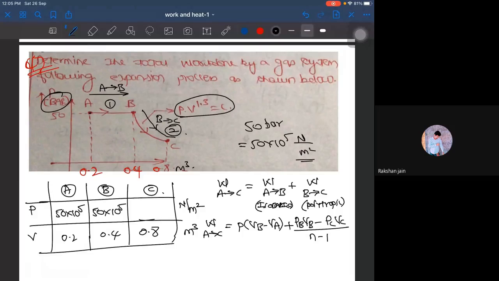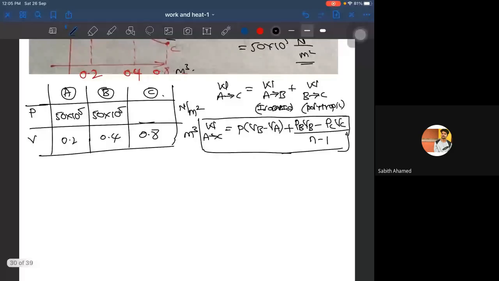Now, in this whole work done expression, which you have just framed, what parameter is unknown? That which is a hindrance for me to calculate that particular work done. PC is unknown. Is there any means so that I can calculate my PC?